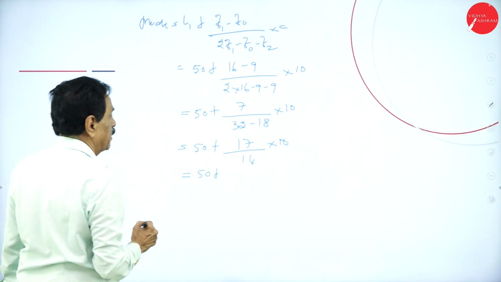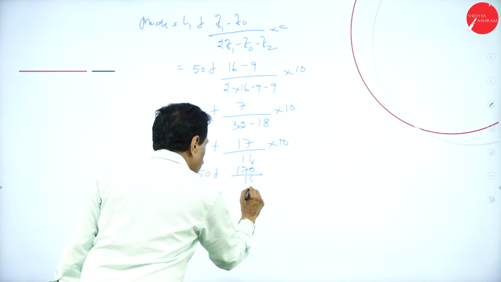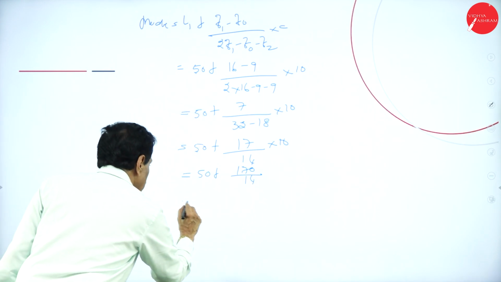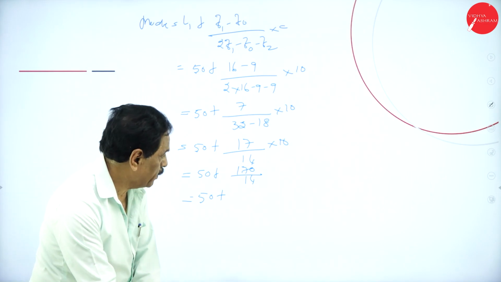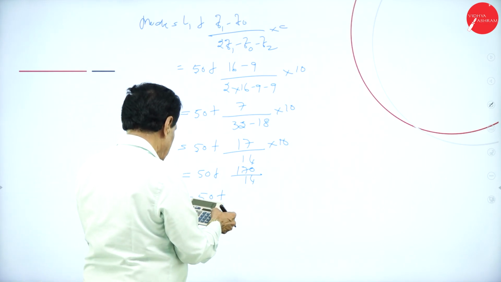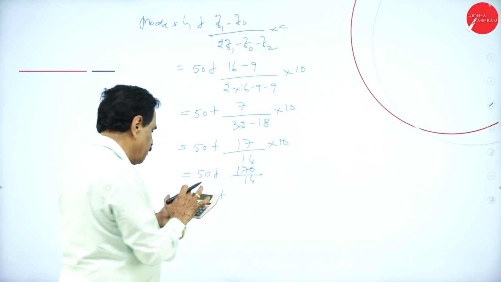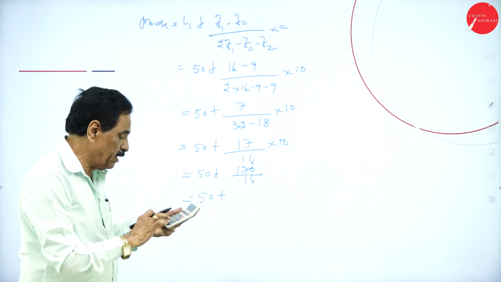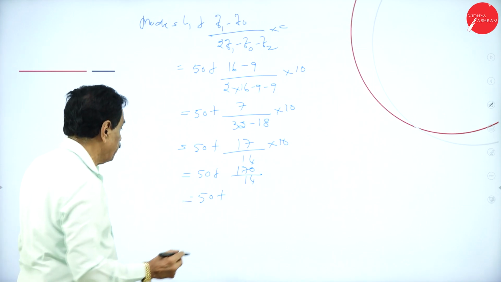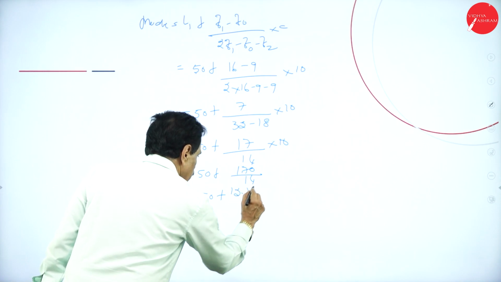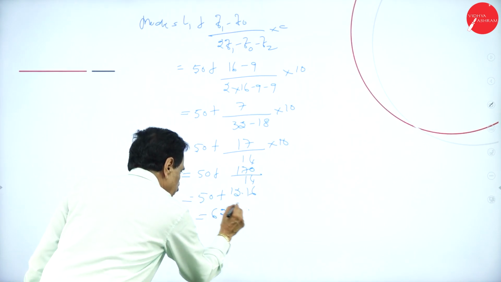50 plus 7 tens are 70 divided by 14. Simplify this. 50 plus 70 divided by 14 works out to 5. So it becomes 55.